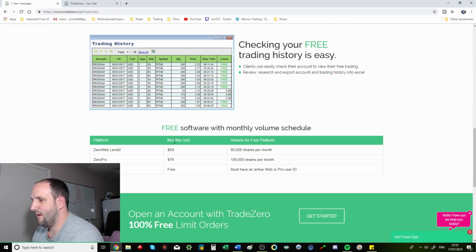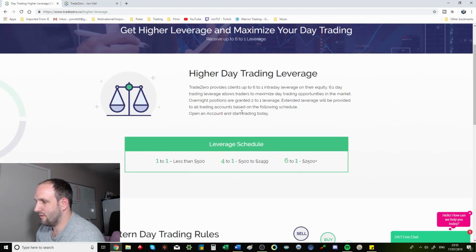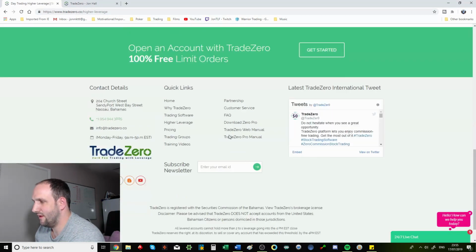And once again, it just gives you the monthly cost, but actually if you trade X amount of shares per month, you will get those for free. So if you've got the Zero Pro, which costs you $79 a month, but you trade over 100,000 shares in that monthly period, they then get rid of that fee for you, which is pretty cool. Once again, it just talks a bit about leverage, no PDT rule, nothing there.